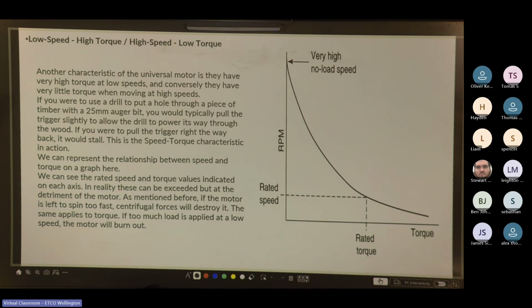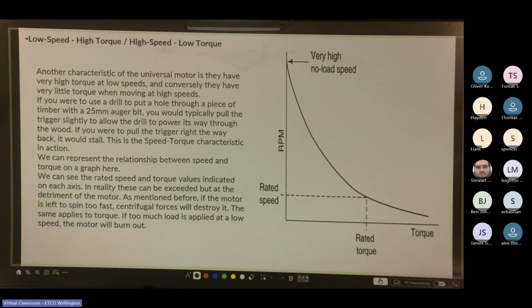As mentioned before, if the motor is left to spin too fast, centrifugal forces will destroy it. The same applies to torque. If too much load is applied at low speed, the motor will burn out. Yeah, that's why when we drill with big beefy drill bits or auger bits, we always put it onto low speed setting, or we use a special auger drill that has only a low speed.